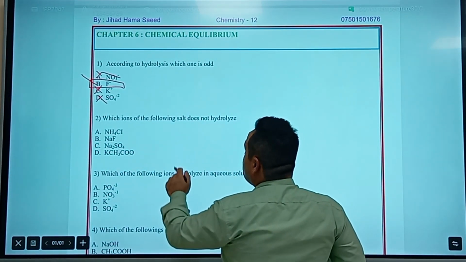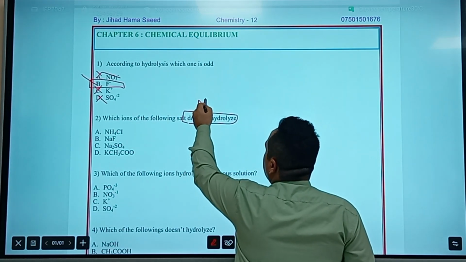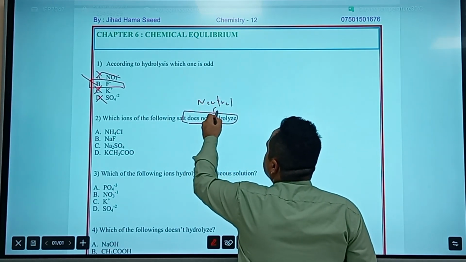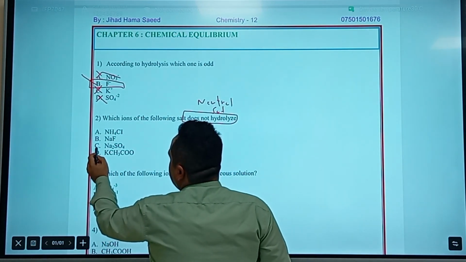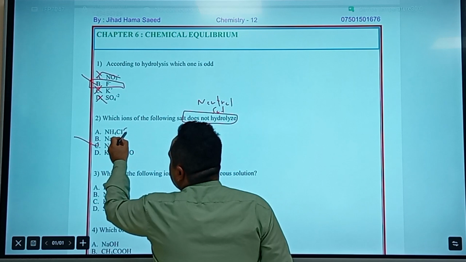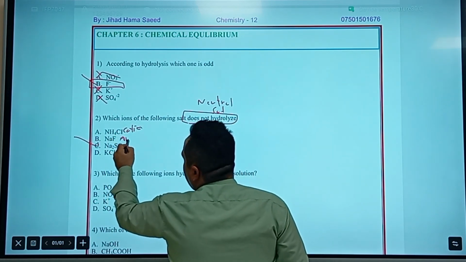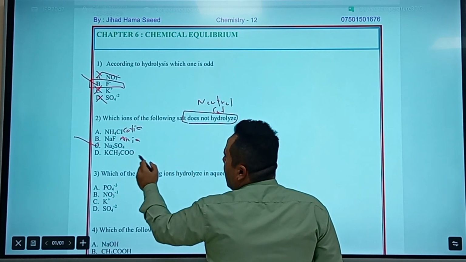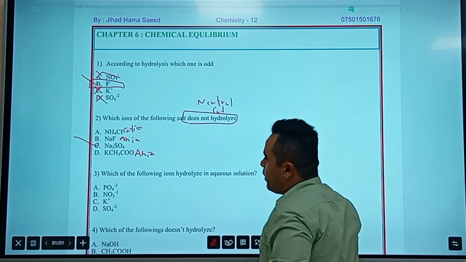Which one of the following salts does not hydrolyze? A salt that does not hydrolyze is a neutral salt. So simply choose a neutral salt, which is Na2SO4. NH4Cl undergoes cation hydrolysis. NaF and KCH3COO undergo anion hydrolysis as well.